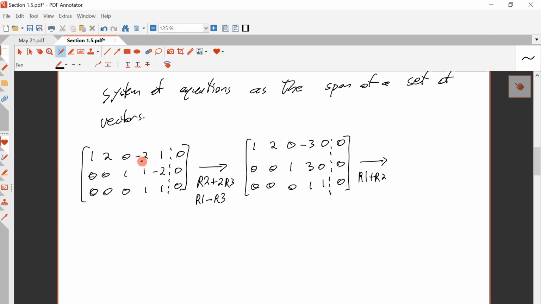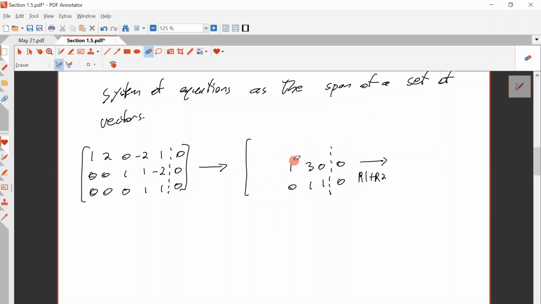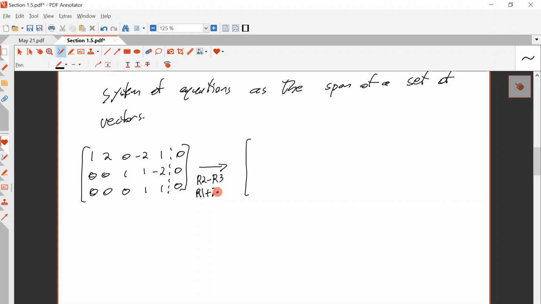Oh boy, I zeroed out the wrong things. I've got to zero out these, not these. Sorry, that was a mistake. Okay, so I've got to do row 2 minus row 3 and row 1 plus 2 row 3.